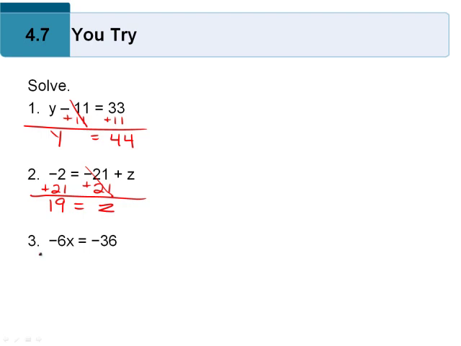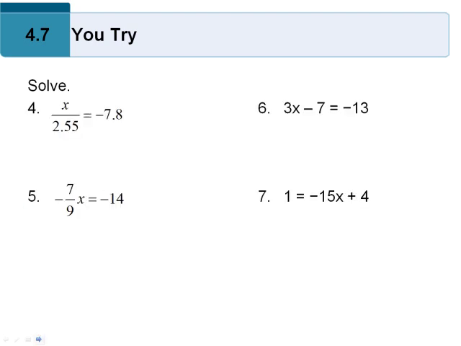All right, number 3. Negative 6x equals negative 36. So this is now multiplication. So I need to divide by negative 6 on both sides so that those negative 6's cancel, and I get x. And on the other side, a negative divided by a negative is going to give me a positive, and 36 divided by 6 would be positive 6.